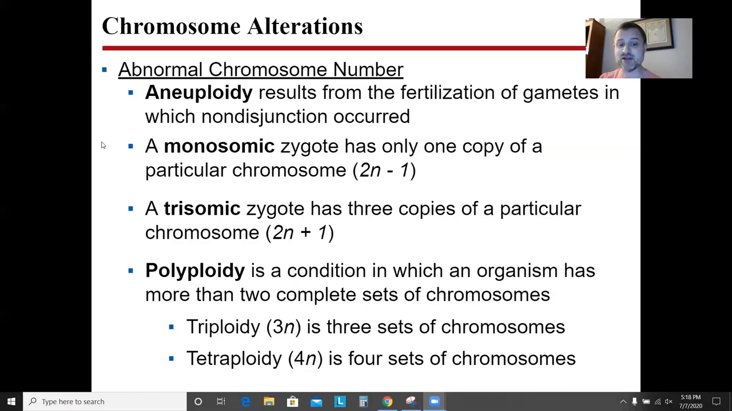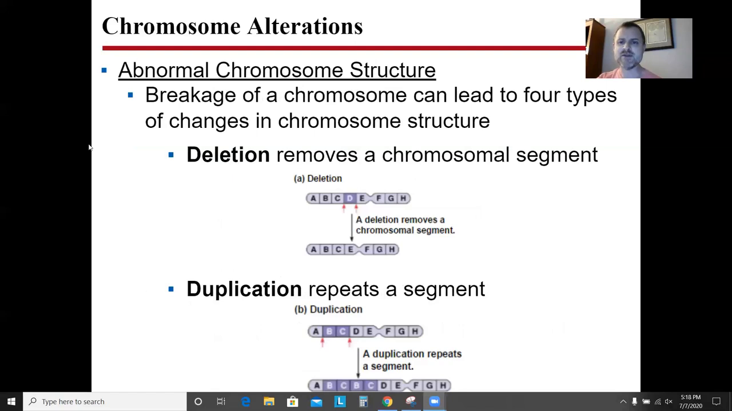Plants can handle triploid and tetraploid. Some of the wheat that you eat in your sandwich is, I forget if it's a triploid or a tetraploid, but it's got more than two sets of chromosomes. Okay, this is super easy.